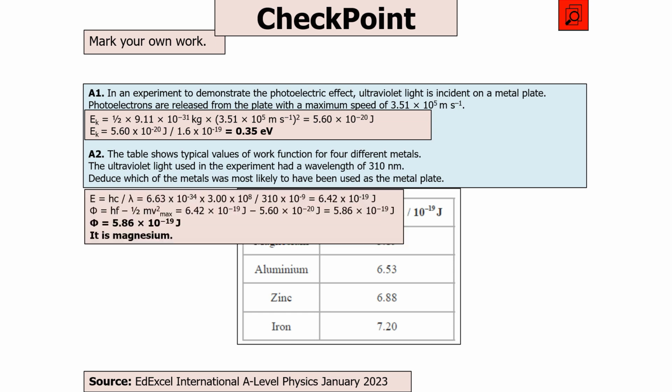So we can then say, well, the total energy is hc over lambda. We've got lambda, it's 310 times 10 to the minus 9, because nanometers into meters. So we get 6.42 times 10 to the minus 19 joules. So we can then say, well, the overall value of the work function is going to be hf, which we've just worked through, minus the half mv squared, which we know about before. So we convert that 0.35 eV into joules, so it's 5.6 times 10 to the minus 20 joules. We know that the total energy is 6.42 times 10 to the minus 19 joules, so it's 5.86 times 10 to the minus 19 joules, which when you look across must be magnesium.